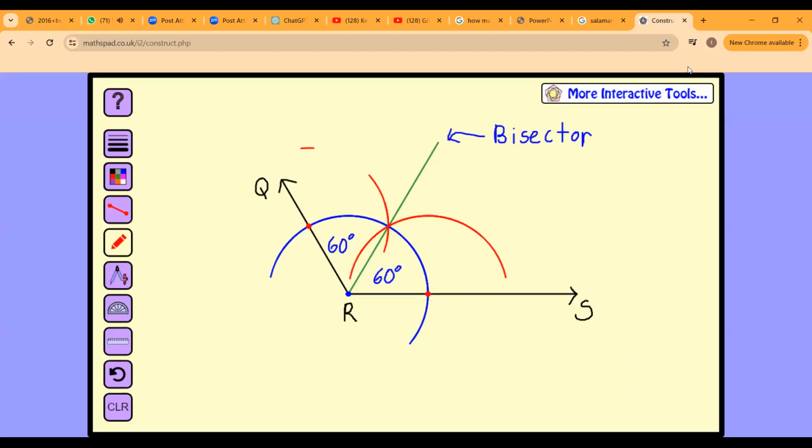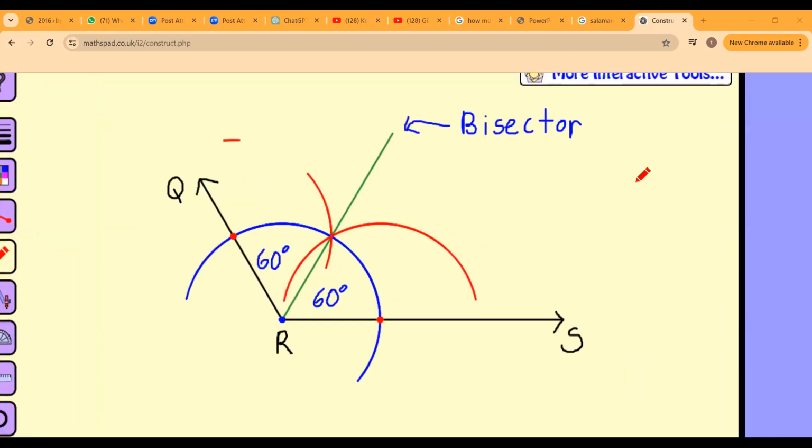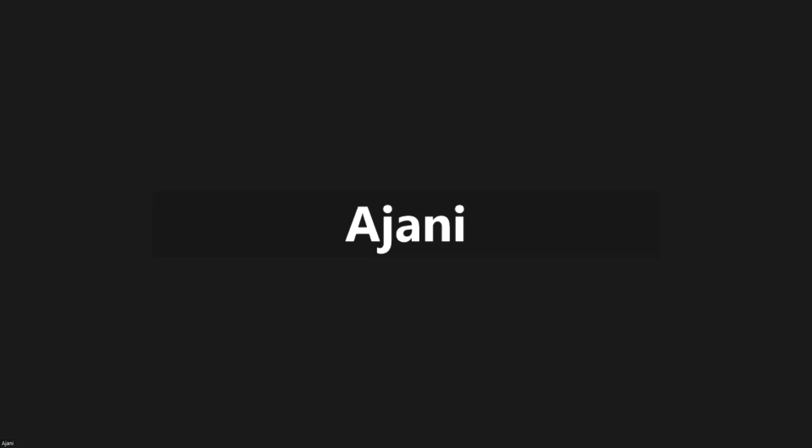I need you all to take a picture of your work and send it to me via WhatsApp. This is the first one. Where's Ajani? Ajani, where's your work? My son. Who else didn't send their work as well? All of you, please take a picture of your work and send it to me via WhatsApp.